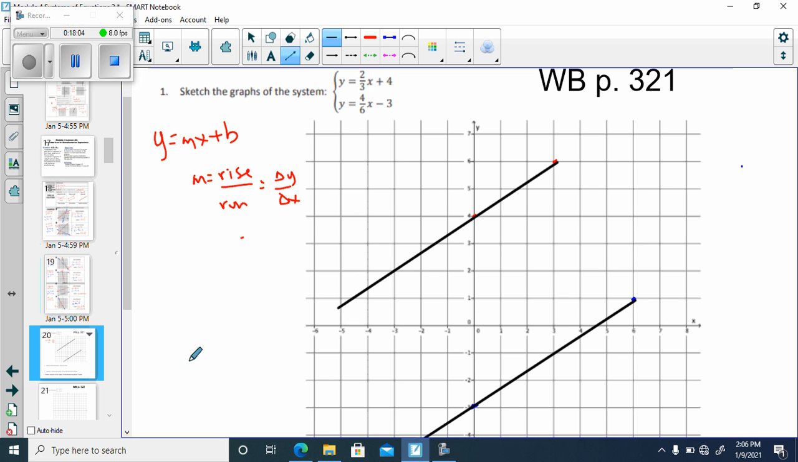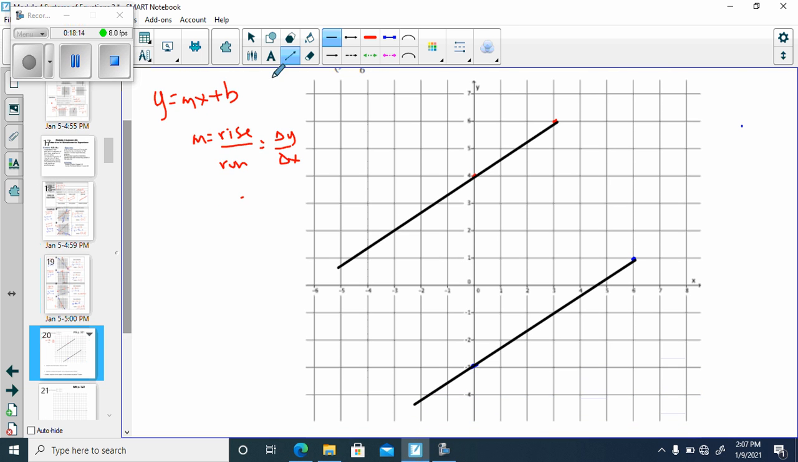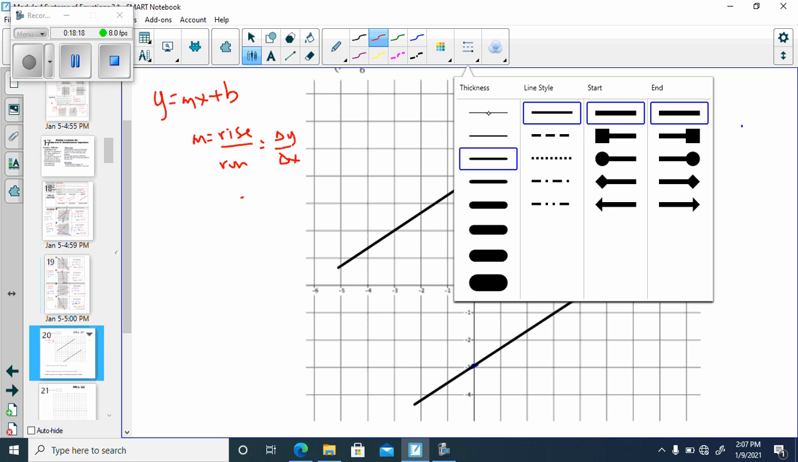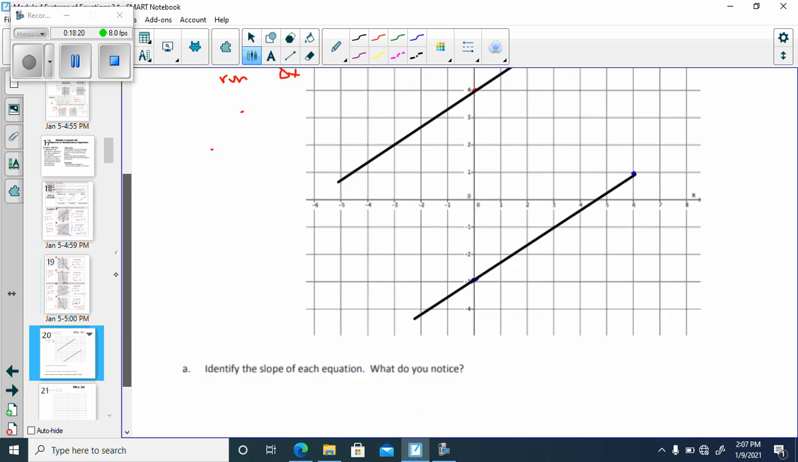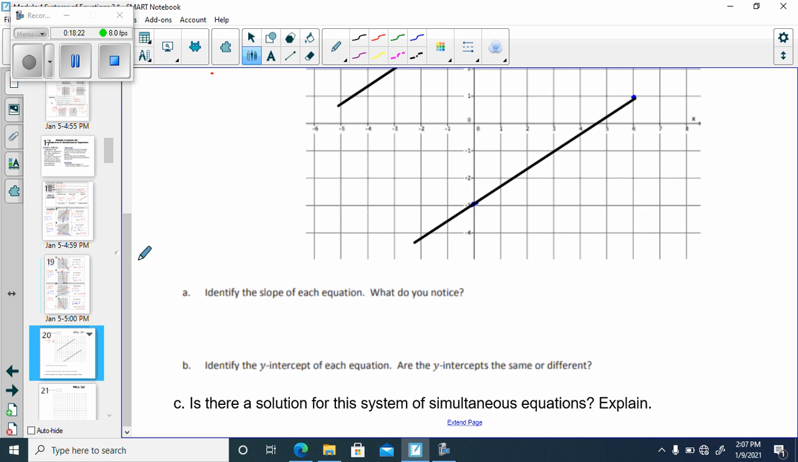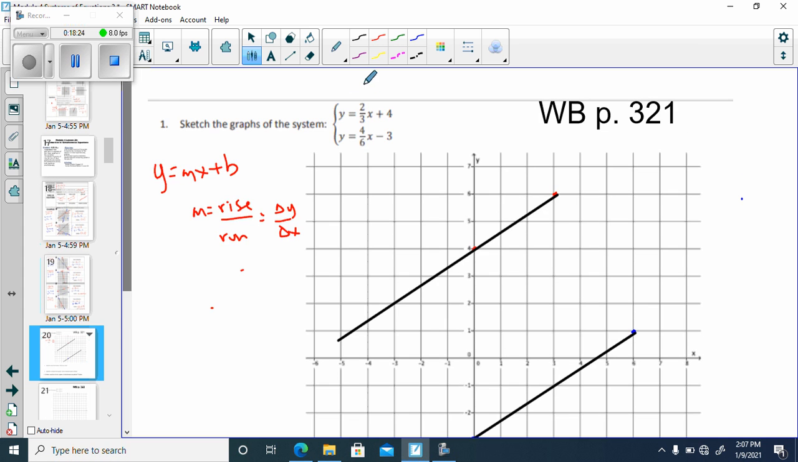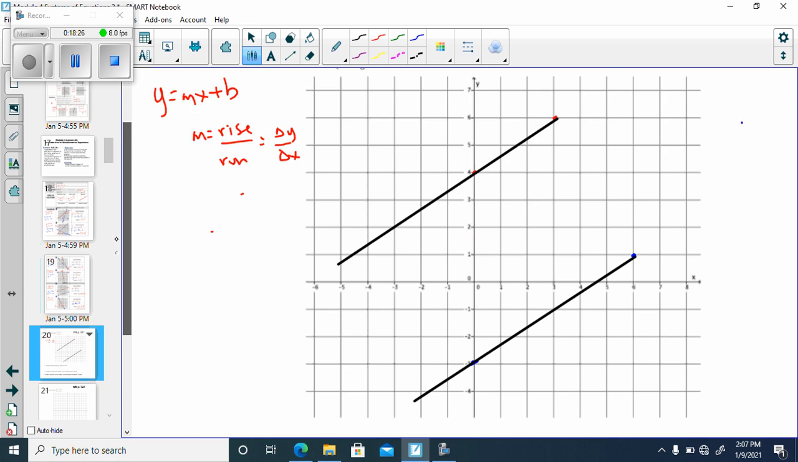Well, look at there. We've got parallel lines, don't we? You're going, well, the slopes aren't the same. Well, what if I reduce 4/6? Would it be 2/3? Yes, it would. Okay, so they've got the same slope. Let's look at the questions that they ask us down here. Identify the slope of each equation. 2/3 and 4/6. Both of those are the m, right?